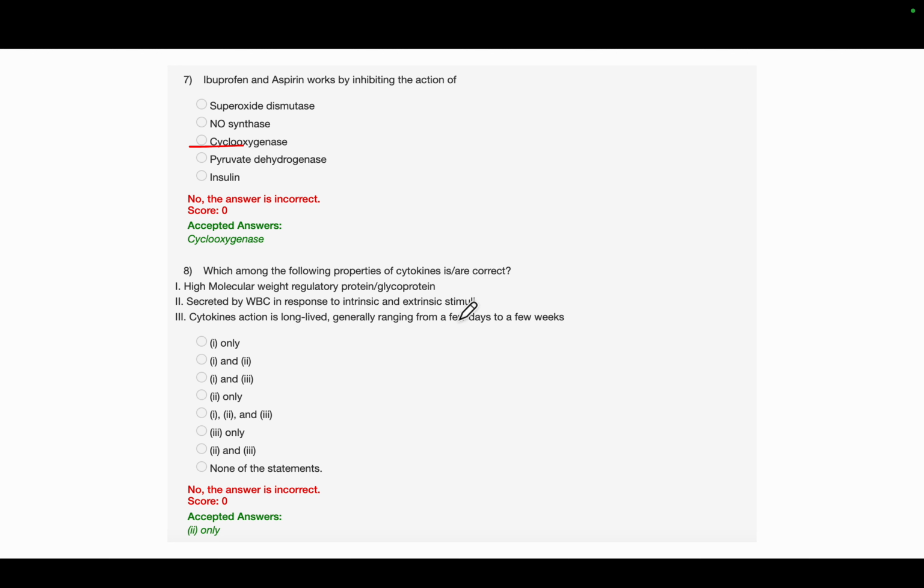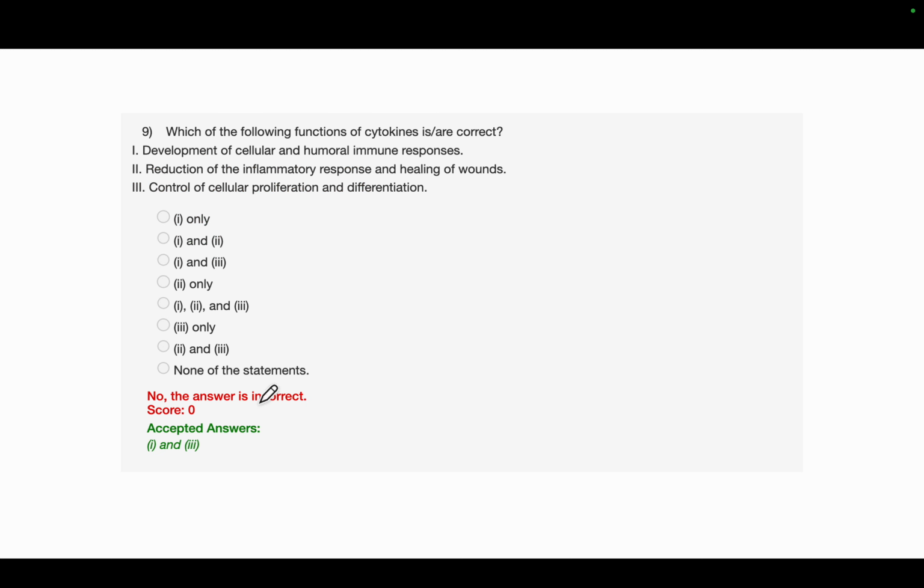Which among the following properties of cytokines is or are correct? High molecular weight regulatory protein or glycoprotein secreted by WBC in response to intrinsic and extrinsic stimuli. This is correct. Option 3, cytokine action is long-lived, generally ranging from a few days to a few weeks. So yeah, option 2 is correct.